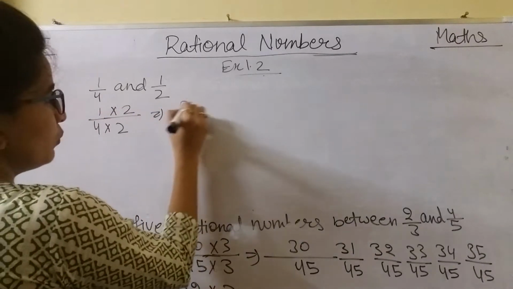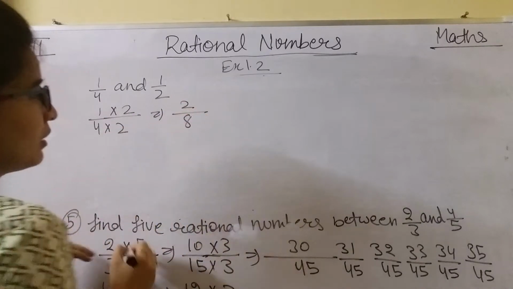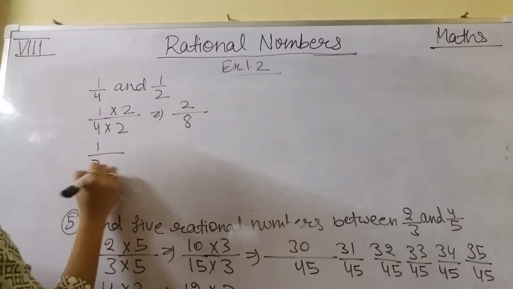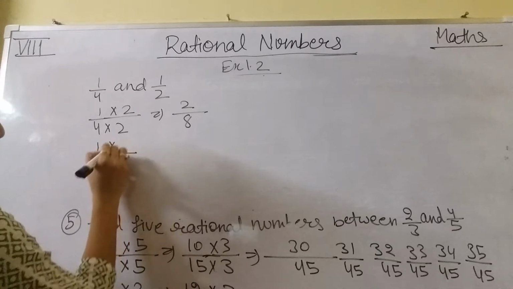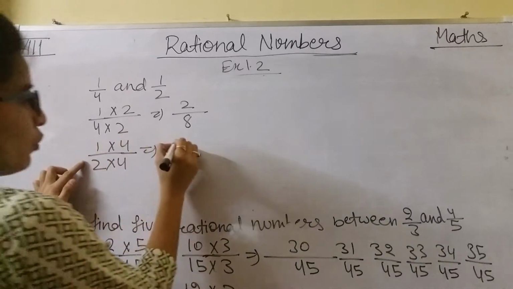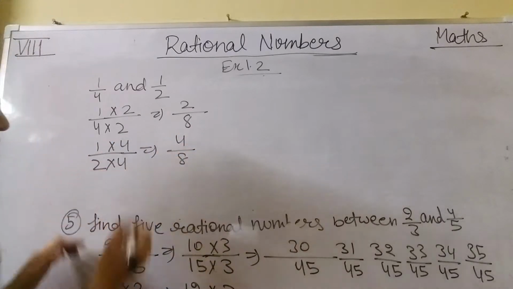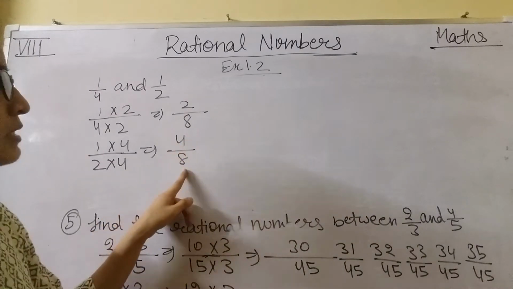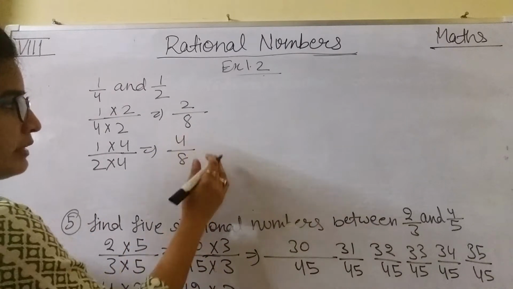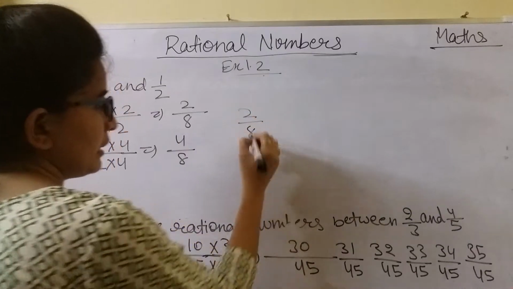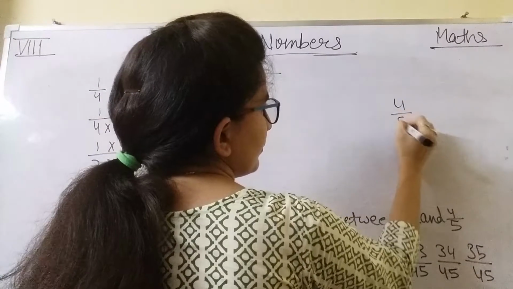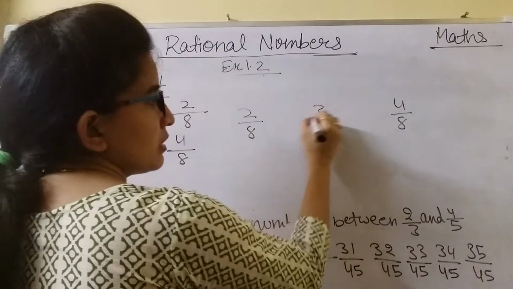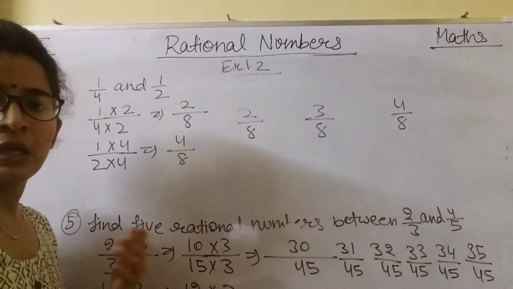So we get the number 2. 2 ones are 2, 4 twos are 8. And for 1 by 2, we will multiply it with 4. That will be 4 ones are 4, 4 twos are 8. So after getting the denominator same, we can see that between 2 upon 8 and 4 upon 8, there is only one rational number, that is 3 upon 8.